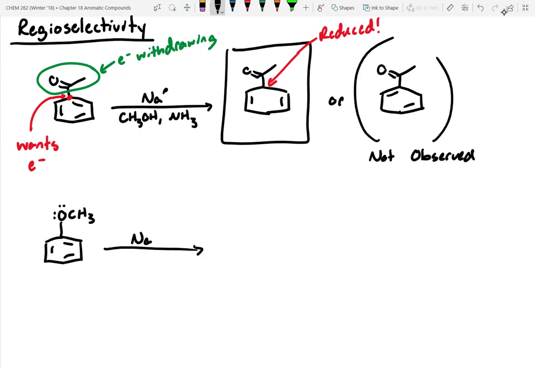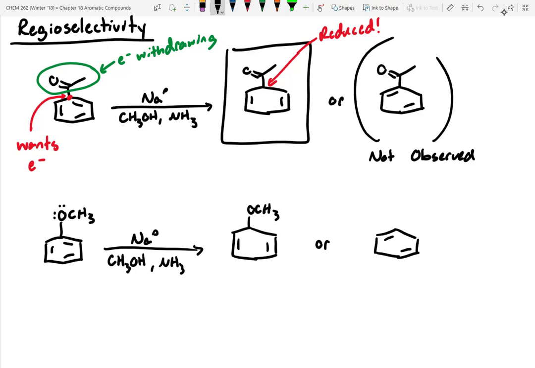Same situation. We can say, all right, with Birch reduction conditions, are we going to get a product where your double bonds are up and down, like this? Or are we going to get one where the double bonds are kind of diagonal, like that? What do you guys think? Right. So let's go backwards again. Is this group, the methoxy group, electron donating or withdrawing? Donating.